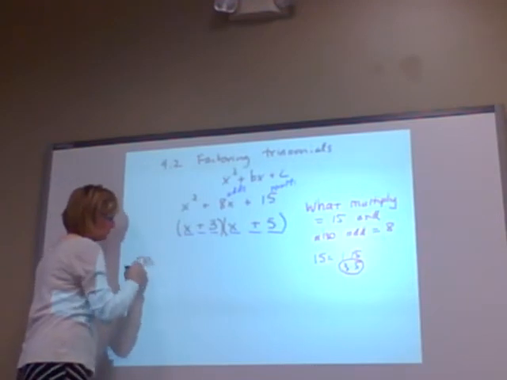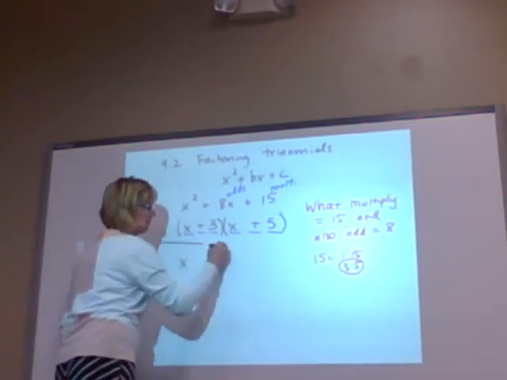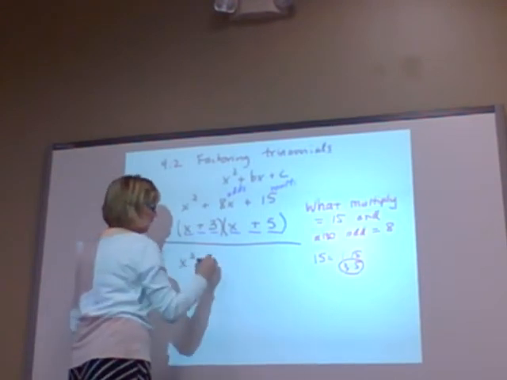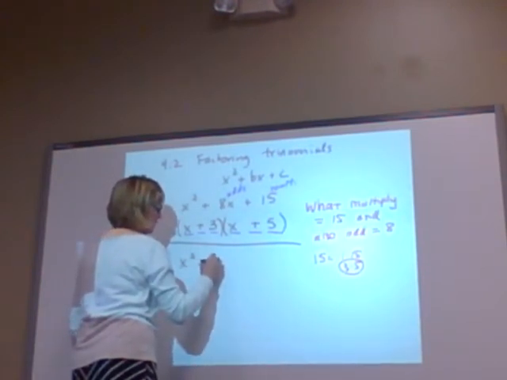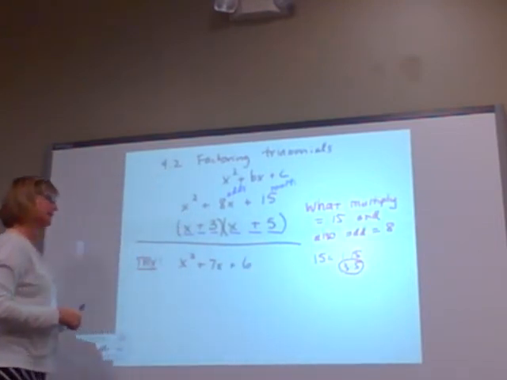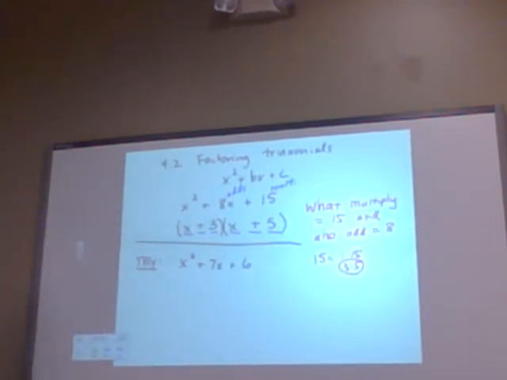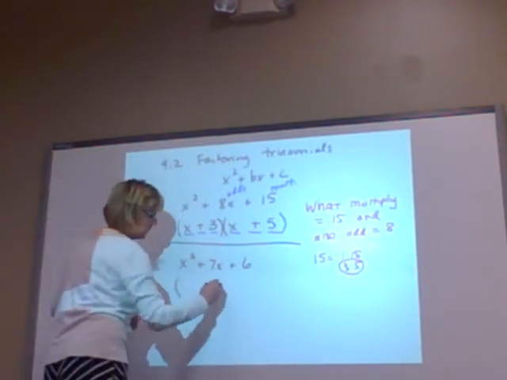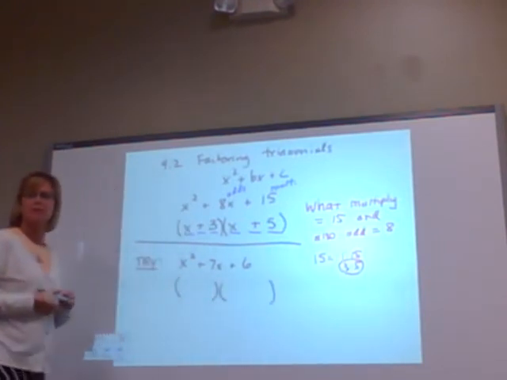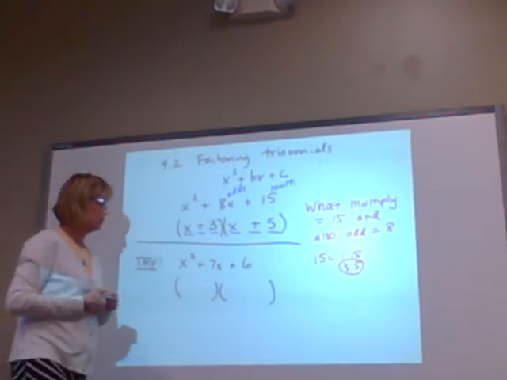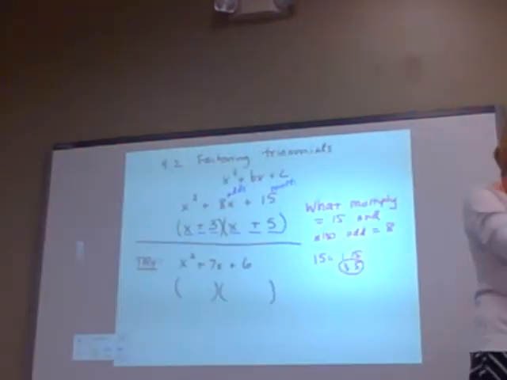Try this one. x squared plus 7x plus 6. I always start by writing my 2 parentheses. You've got a free space at the beginning of each parentheses. And you want to ask yourself what multiplies to be 6 but would add to be 7.